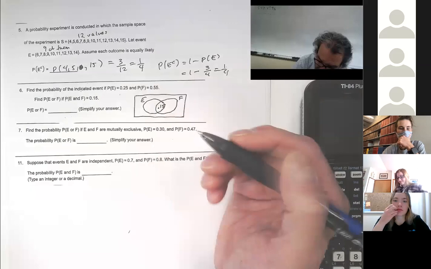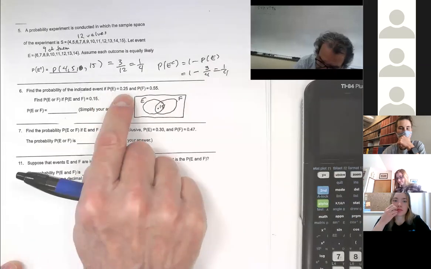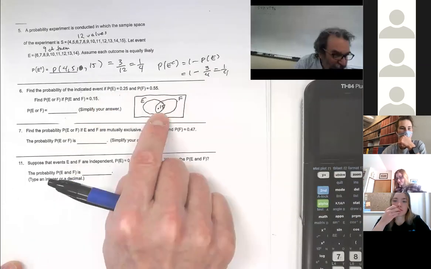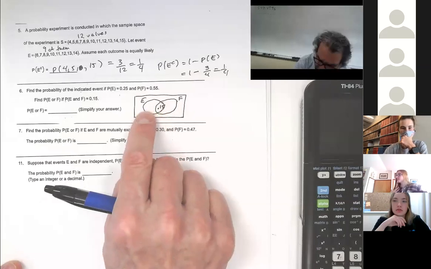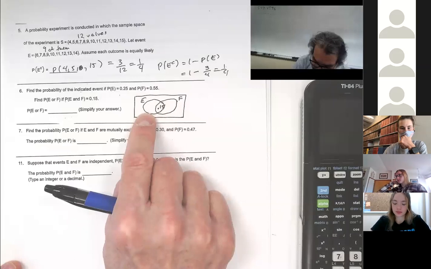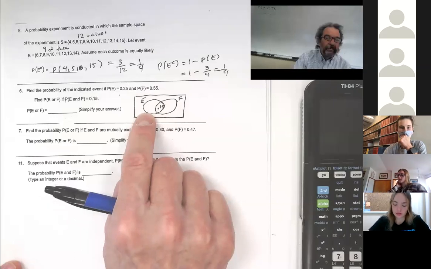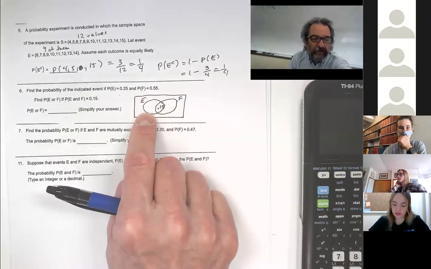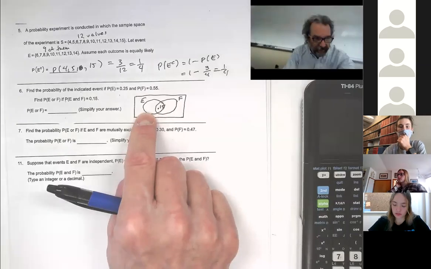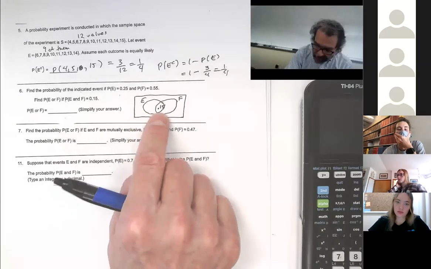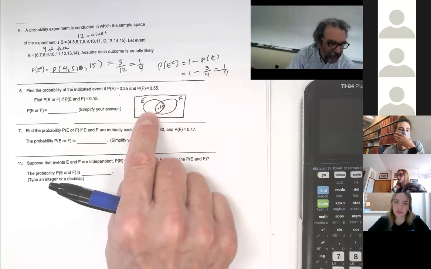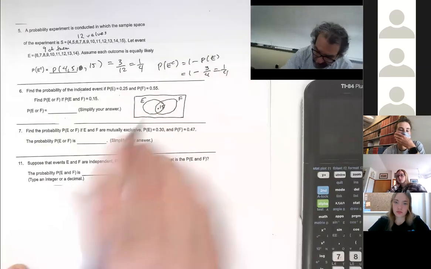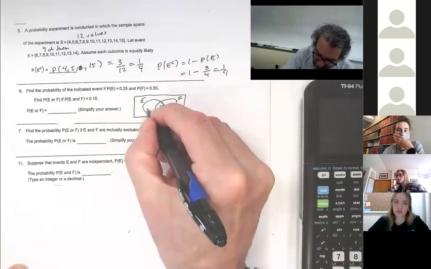So the total has to be 0.25. I already have 0.15 accommodated in that inner circle. How much goes here then? These 2 together have to sum to be 0.25. That's what I'm thinking. 0.25, so it'd be 0.1. 0.10 like that, yeah.